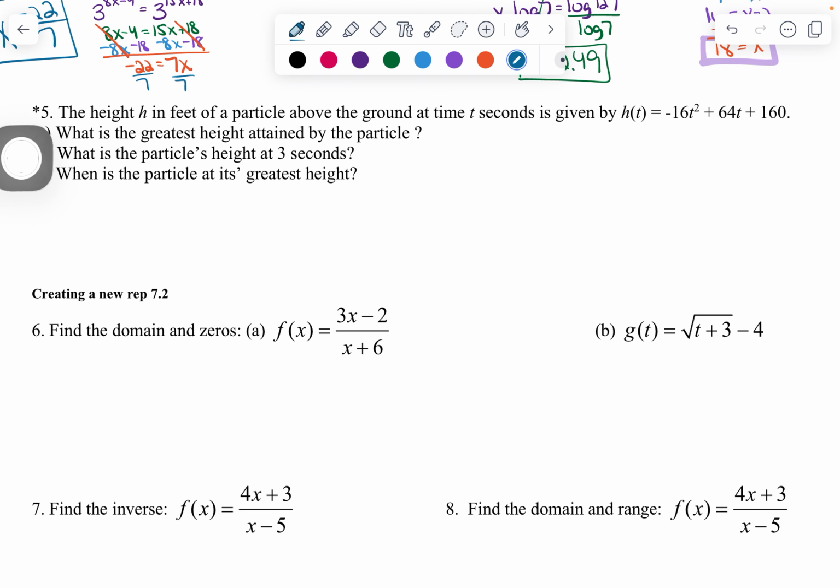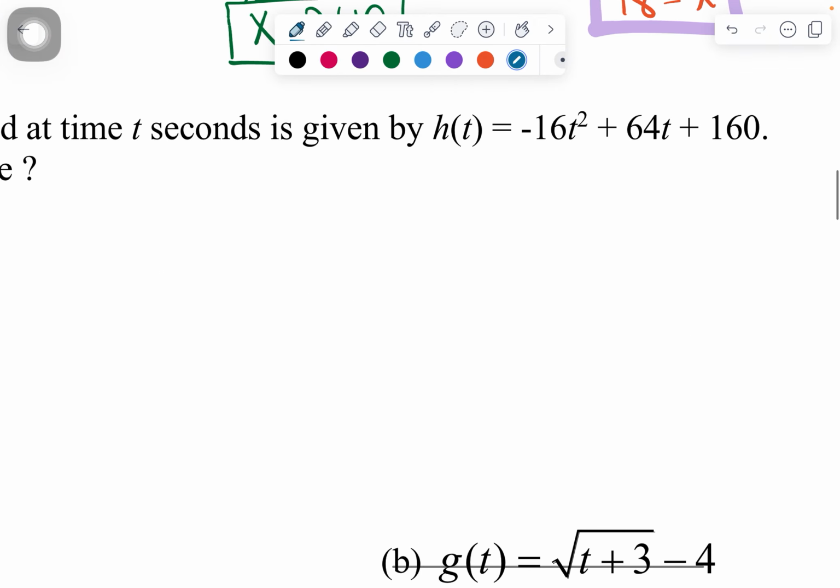Question A and question C are both related to greatest height. Question A is what is the greatest height? Question C is when is the particle at its greatest height, so what time? Basically, what I want to find here is the vertex. I want to find the vertex of this graph.